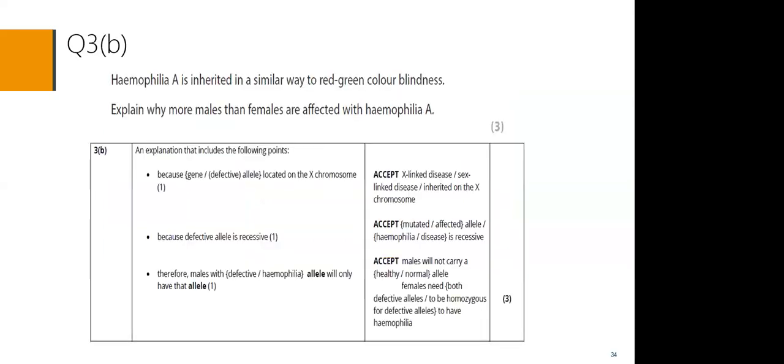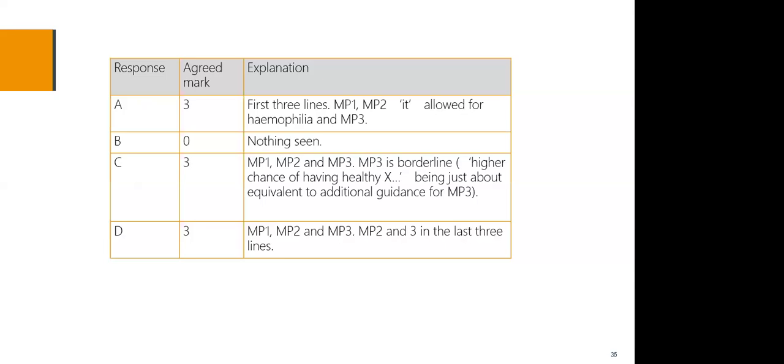If we go back and have a look at that, males will not carry a healthy normal allele. Females need both defective alleles to be homozygous. That was just about acceptable for mark point 3. It is possible that some examiners would not have given it, because candidates don't always write what you want them to write. So a judgment sometimes has to be made.